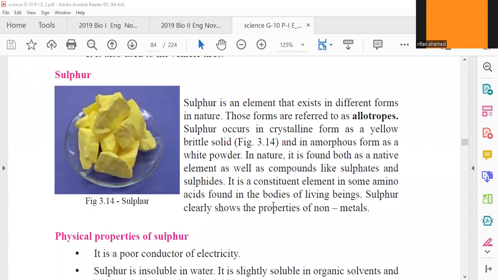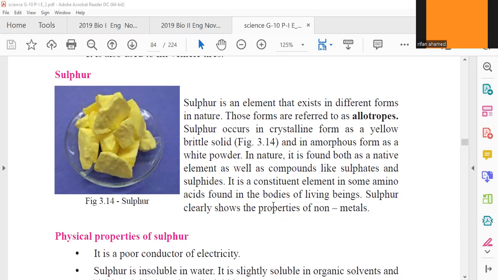We are continuing a portion of unit number 3 as a YouTube lesson. Today it is the chemistry of sulphur. If you consider this picture, you can see some sweet-like material on a watch glass, that is sulphur.